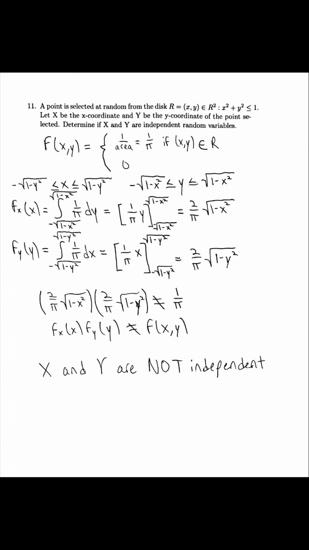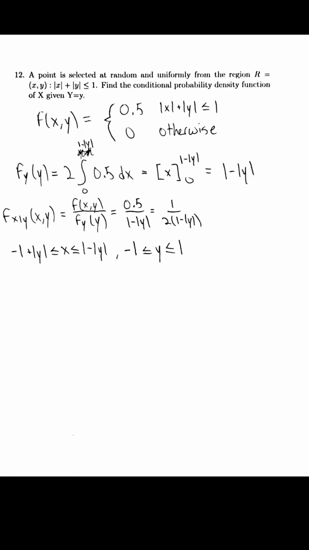Now to check if they're independent, we need to see if the marginal of x times marginal of y equals the joint probability density function. And as we can see, after multiplying these two together, that does not equal 1 over pi, therefore x and y are not independent.